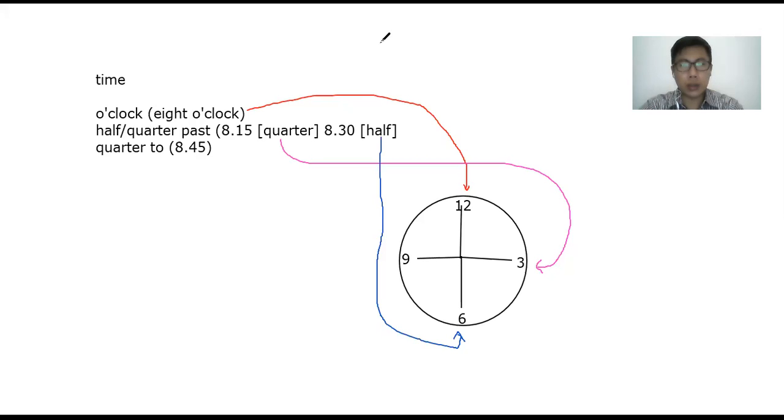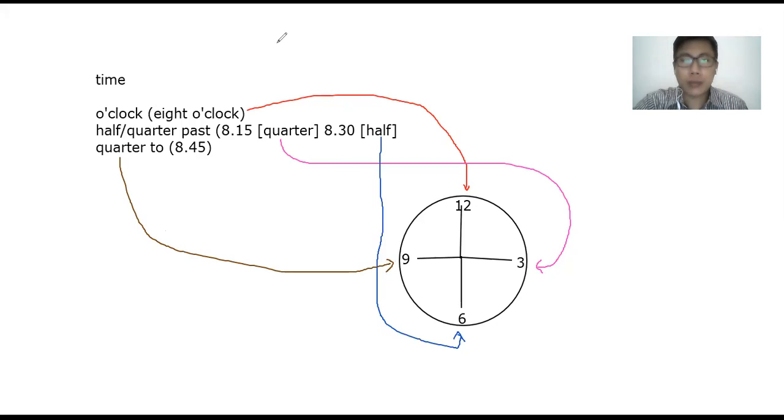Gonna use which color? Maybe brown. So quarter to is going to 9, if the long hand, remember the long hand, not the short hand, the long hand. Okay. As you can see, why is it called quarter? Why is it called half?